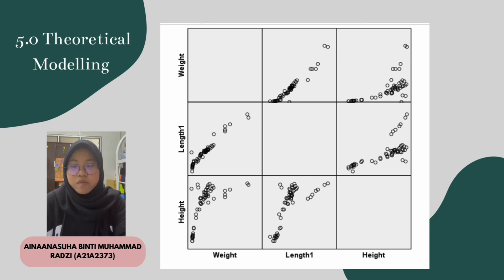1.3431. Next, I will present 5.0 theory modeling. Here is a diagram that shows the relationship between weight, height and length in a data set. Height and length, height and weight, and length and weight all have a strong link. A weak correlation existed between weight and height as well as between length and height.